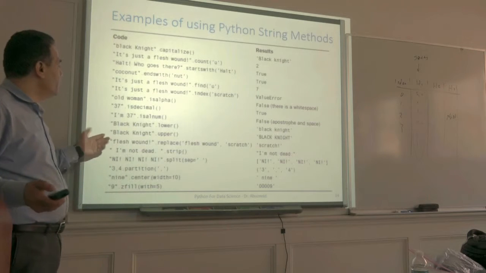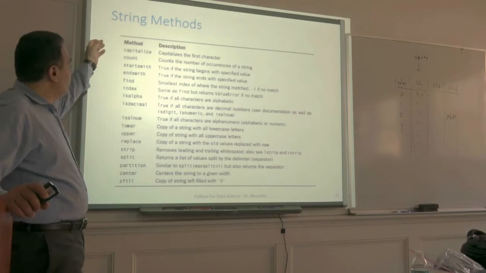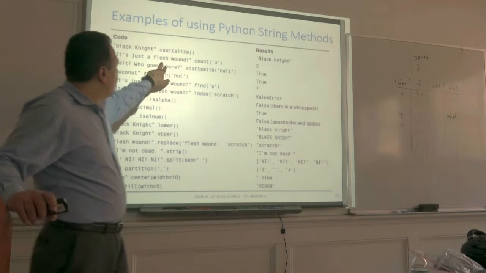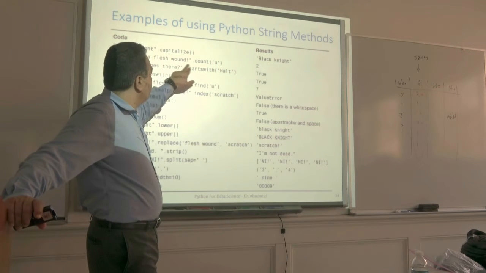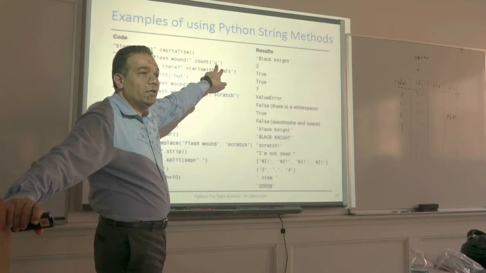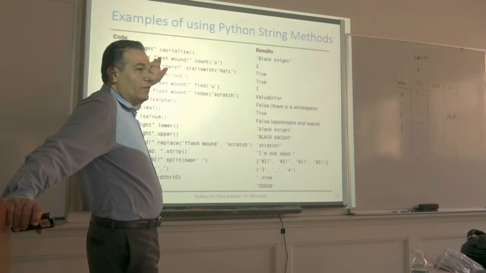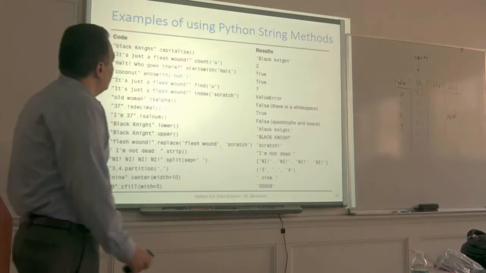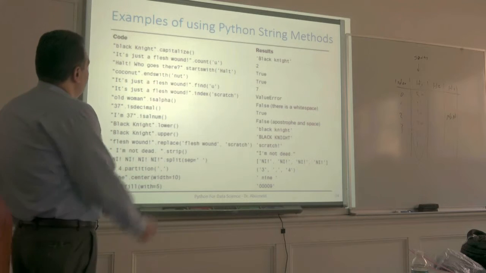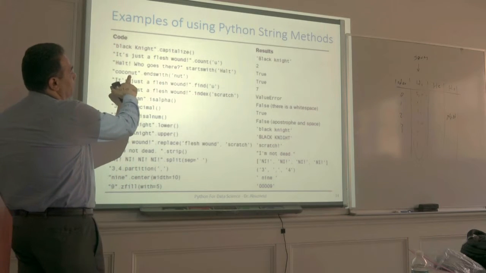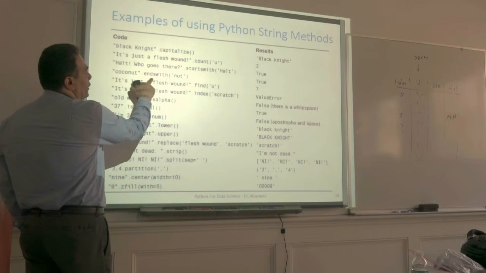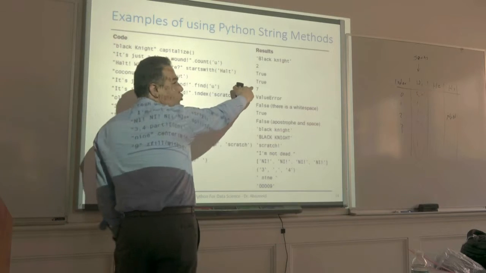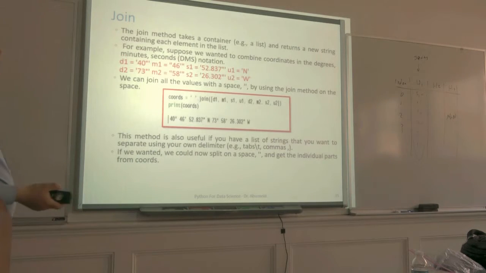Let's pick one, for example, count. It's a string dot count of u, so I'm counting the number of u's in the string. How many? 2. Let's take one more: coconut, this is the string, endswith not. This will give you true or false, right? It's true, and so on and so forth.